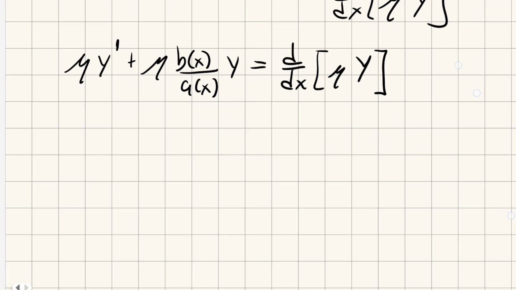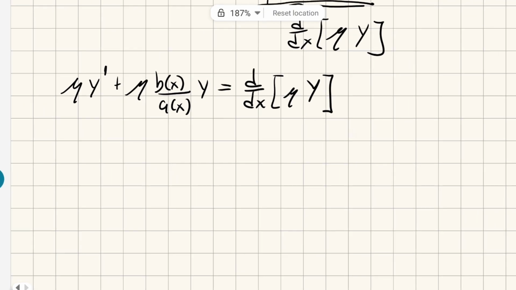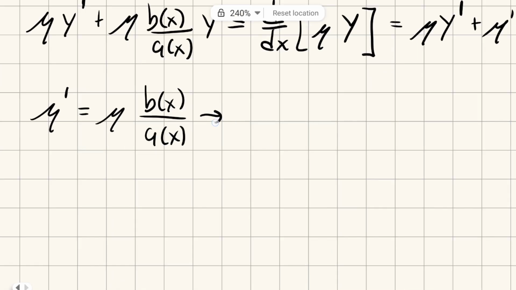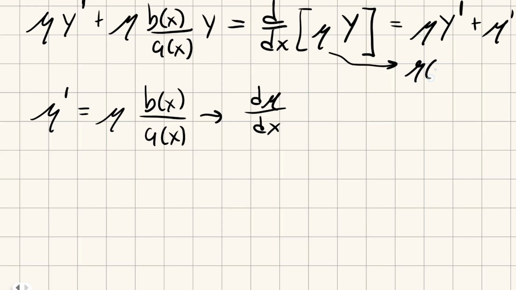Okay, perfect. If we develop the right hand side of the equation, we will get that mu y double prime plus mu prime y prime needs to be equal to this thing here. So we can easily see that if we compare the coefficients in this equation, mu prime is equal to mu times b of x divided by a of x. Recall that mu prime is the derivative of mu with respect to x, and of course this mu needs to be a function of x.